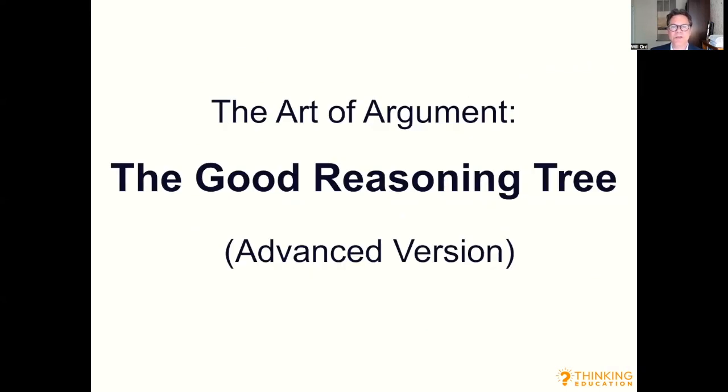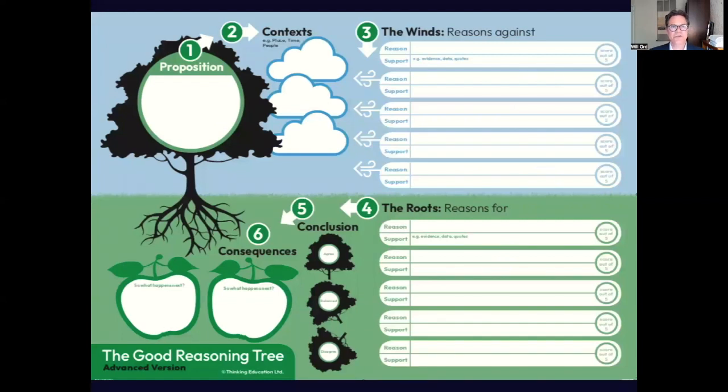Now, in the art of argument and the good reasoning tree, there is an advanced version. That is, we're going to add two key aspects to deepen and challenge the thinking even further. This is particularly useful for essays and exams. So you can see here, this is the advanced version. The basic structure is the same as the basic version. Still got a proposition, wins, roots, conclusion, consequences, the fruit of what we thought about. But we're going to add two aspects.